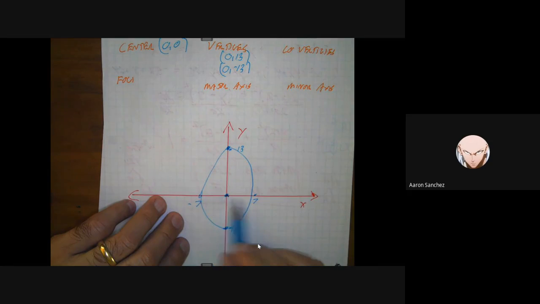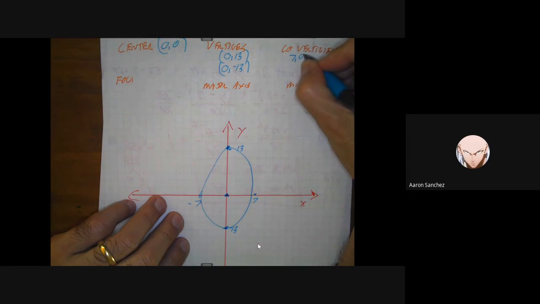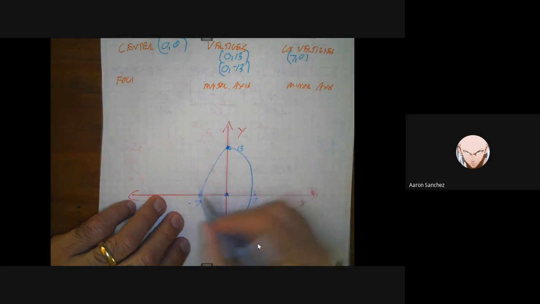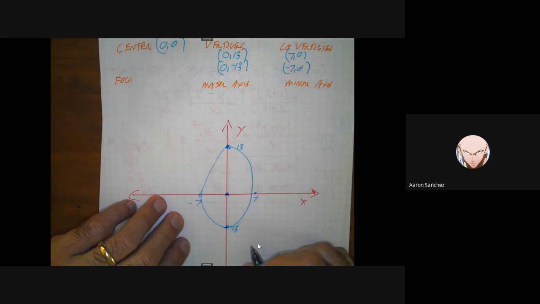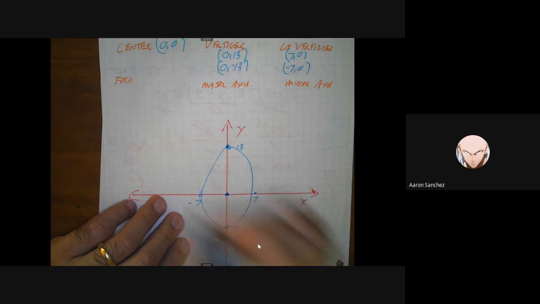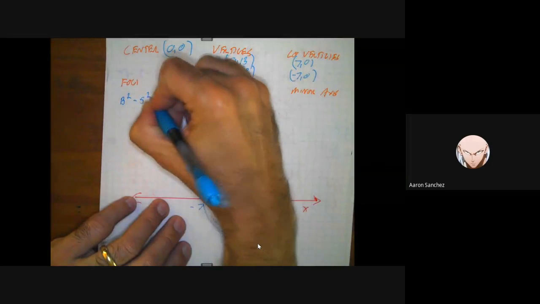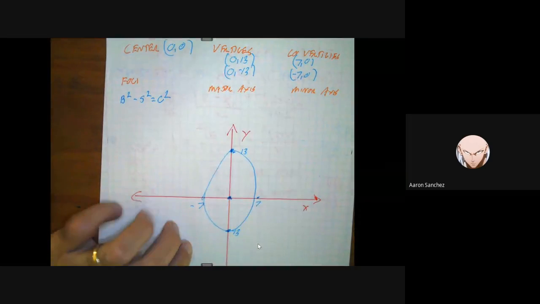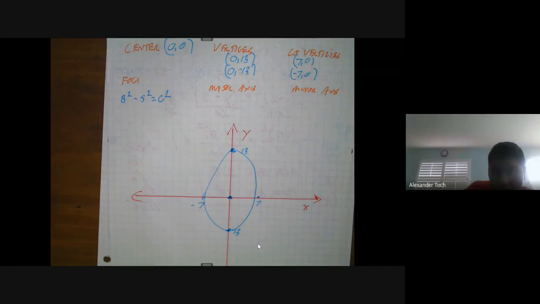Now from here to here, I have to go to the right 7. So my co-vertex is 7, 0. And over here is -7, 0. Those are my co-vertices. My foci: big squared minus small squared equals c squared. Am I going too fast for anyone? Stop me if I'm going too fast. Sensei, isn't it 0, 7 for the co-vertices and 0, -7?